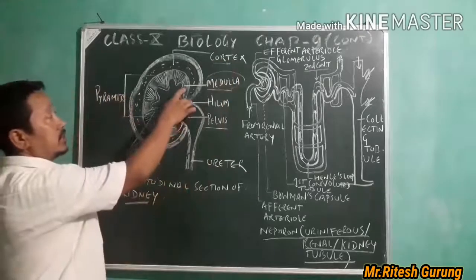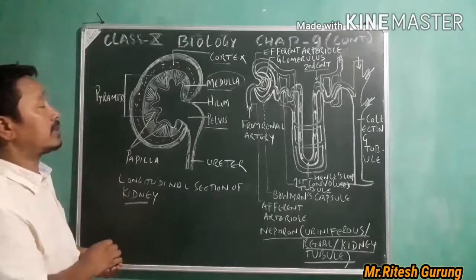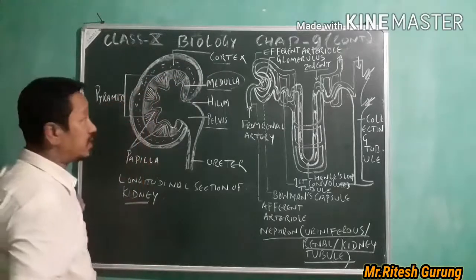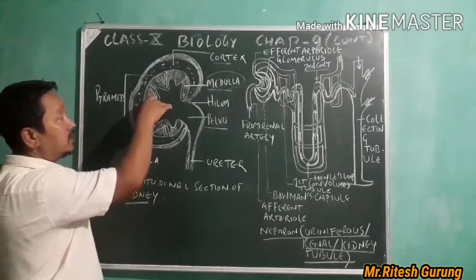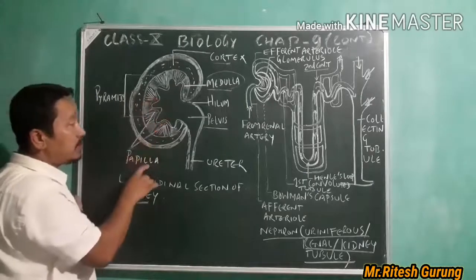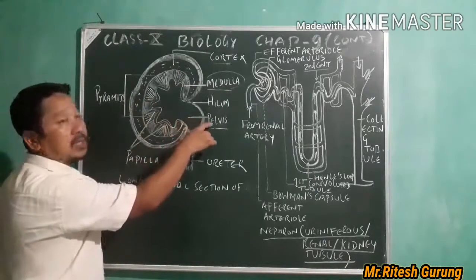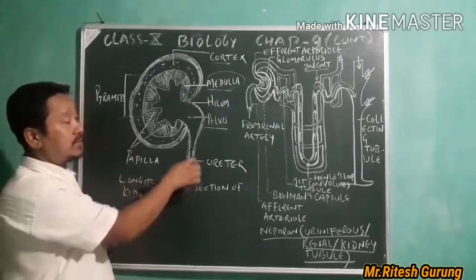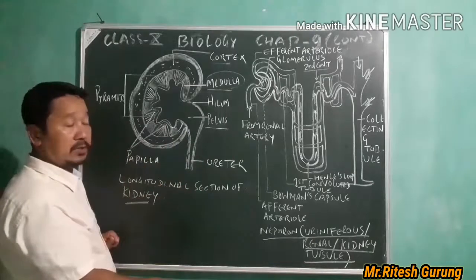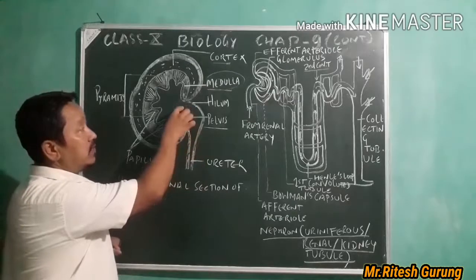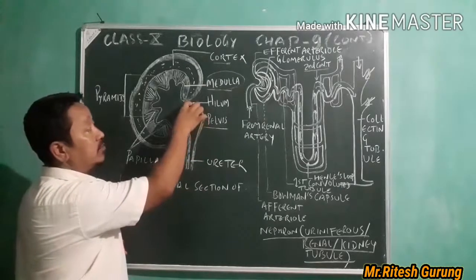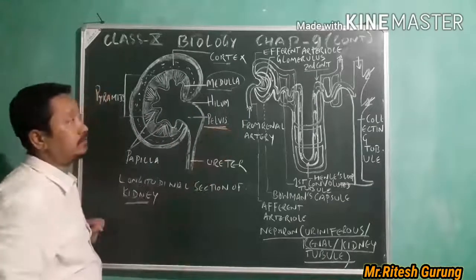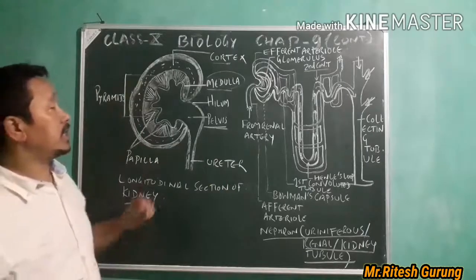The inner region, called medulla, is composed of several fine structures called pyramids. See, these are all pyramids. The apex of the pyramids, called papilla, is projected into the pelvis. This region is called pelvis. Pelvis means the expanded part of the ureter. The ureter, which carries urine to the urinary bladder, originates from the hilum of the kidney. This region where it originates is expanded like this, and this expanded region of the ureter is called pelvis.